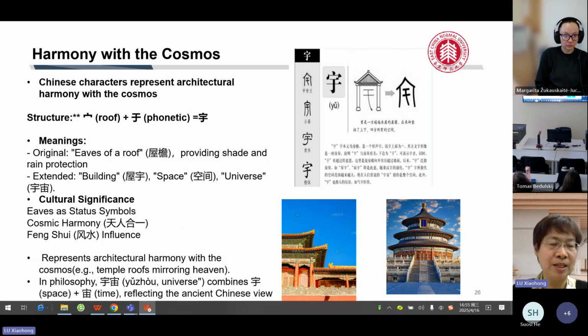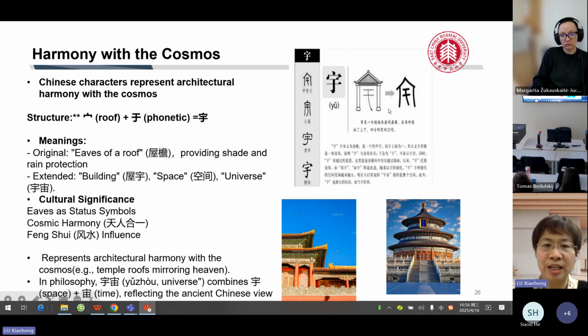And not only harmonious with nature, but also trying to be harmonious with the cosmos. So these Chinese characters represent architectural harmony with the cosmos. Let's see the word here, yu. So here the word has the upper part, roof, and the lower part indicates a kind of post. Yeah, also indicating the pronunciation, phonetic.